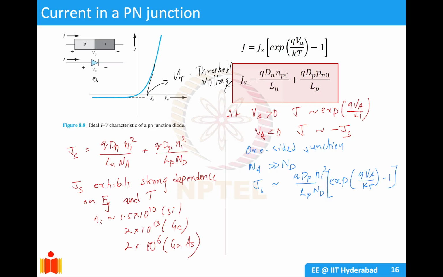Next, we have calculated current in the PN junction. In forward bias condition, the current will be J equals Js exponential q Va by kT minus 1, where Js is q Dn by Ln np naught plus q Dp by Lp pn naught.